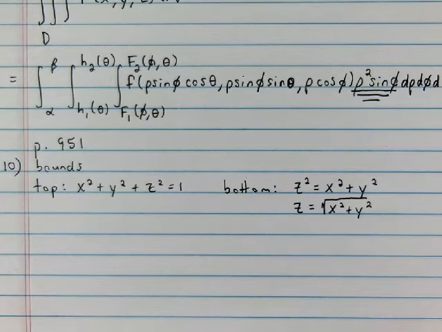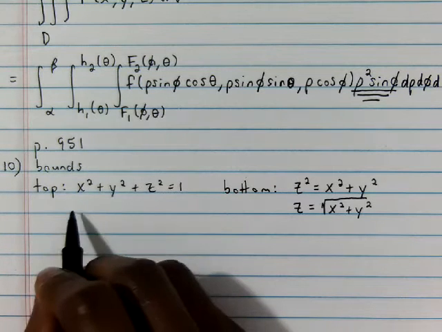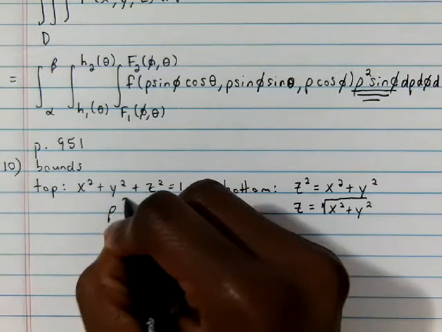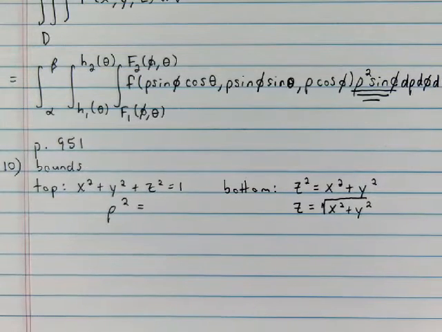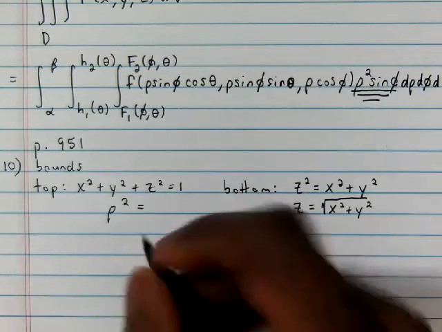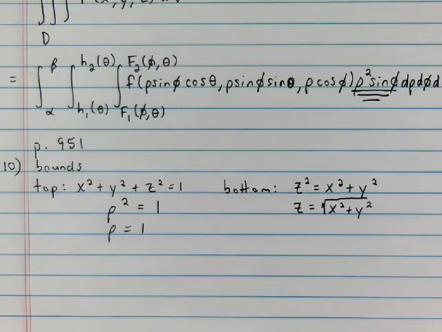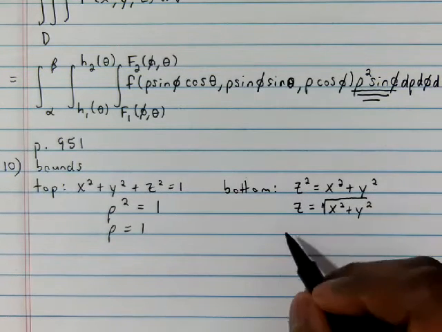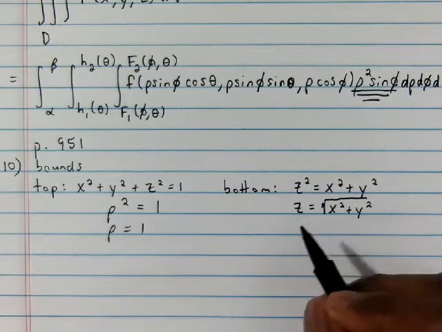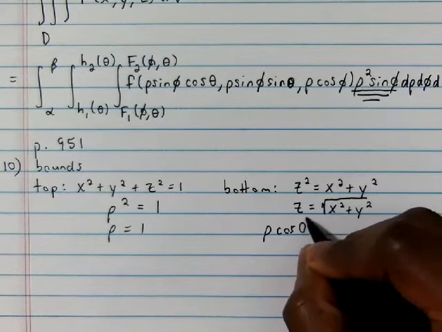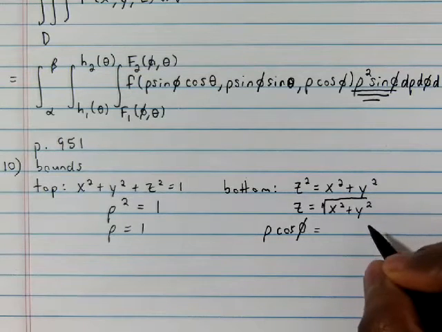All right, so now we're going to convert all of this into spherical coordinates so we can set up our integral. First, x squared plus y squared plus z squared is the same as rho squared. We're using those conversions from rectangular to spherical. So that equals 1, which says rho will be plus or minus 1, but we know rho has to be greater than or equal to 0, so we get rho equals 1. And for the cone, z is the same as rho cosine phi, and the square root of x squared plus y squared is rho sine phi.